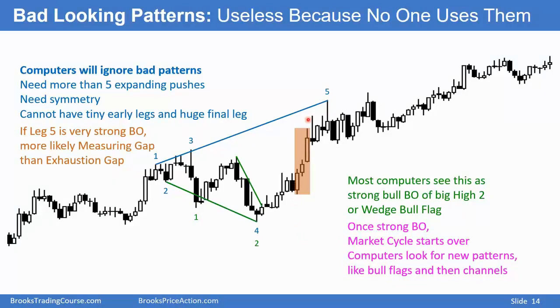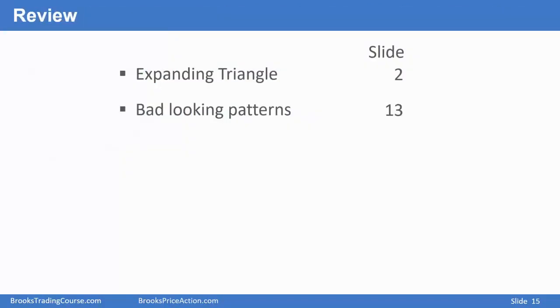Whenever you get a strong breakout, the market cycle starts over. You look for a pullback, and then a channel, and then a trading range. I began by talking about triangles where the legs get bigger and the lines diverge, an expanding triangle. If the pattern is big enough late in a trend, it can be a major trend reversal as well.